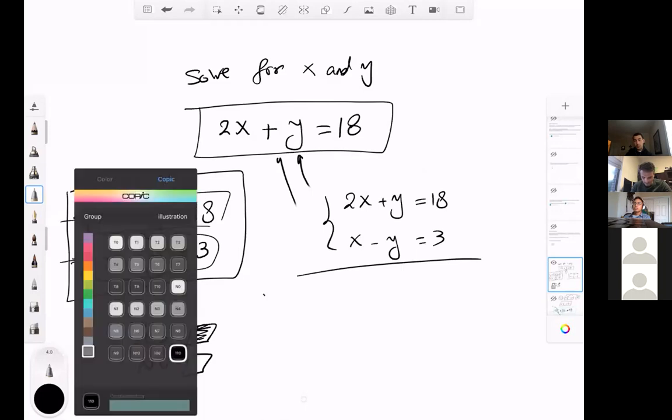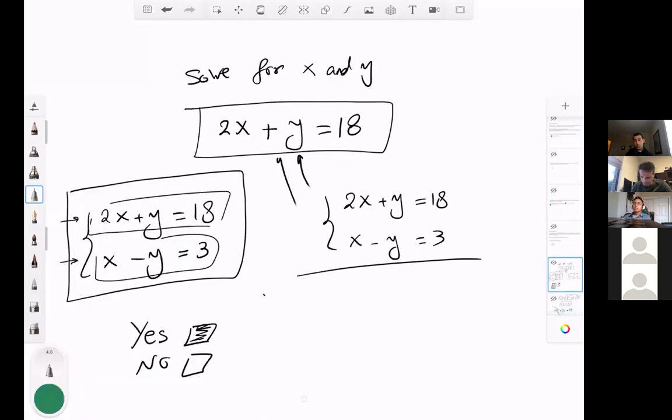Here, if I add top and bottom, 2x plus x gives me 3x. y minus y is gone, so I eliminate y. 3x equal to 21. What is x? 7. Thanks, Stephen. So you divided by 3, x equal to 7. We solved for one. What is the value of y?